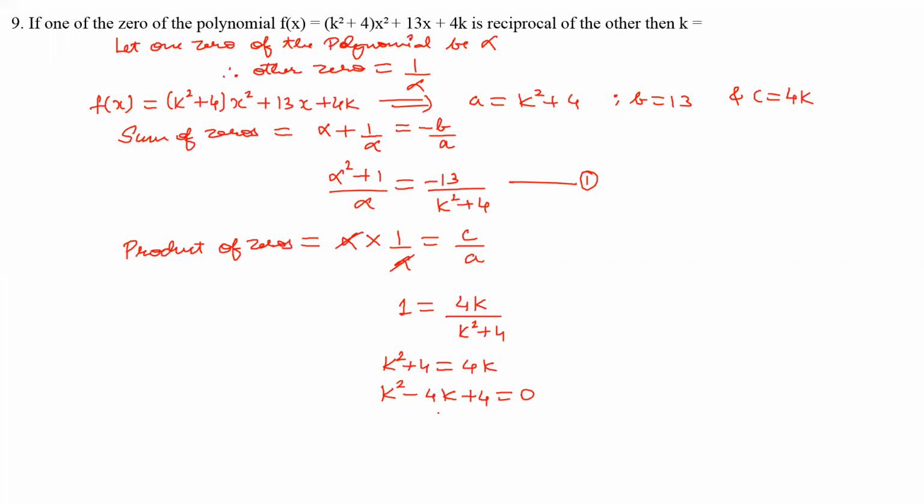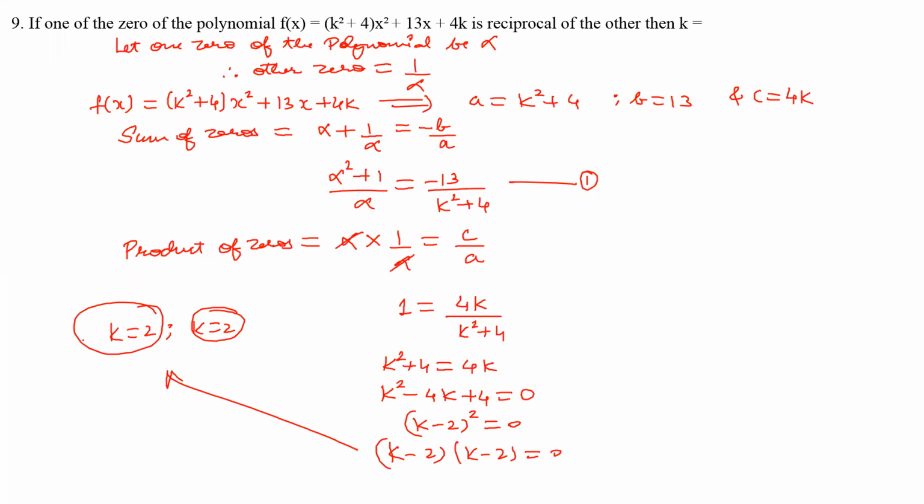Okay, so this is nothing but the expansion of k minus 2 whole square. If you expand k minus 2 whole square, you will get k square minus 4k plus 4, which is equal to 0. So what it means, k minus 2 which is equal to 0. So from here what I can write, k is equal to 2 and k is equal to 2. See, mention both the values, even though the value is coming the same, but mention both the values. So here k will be equal to 2.